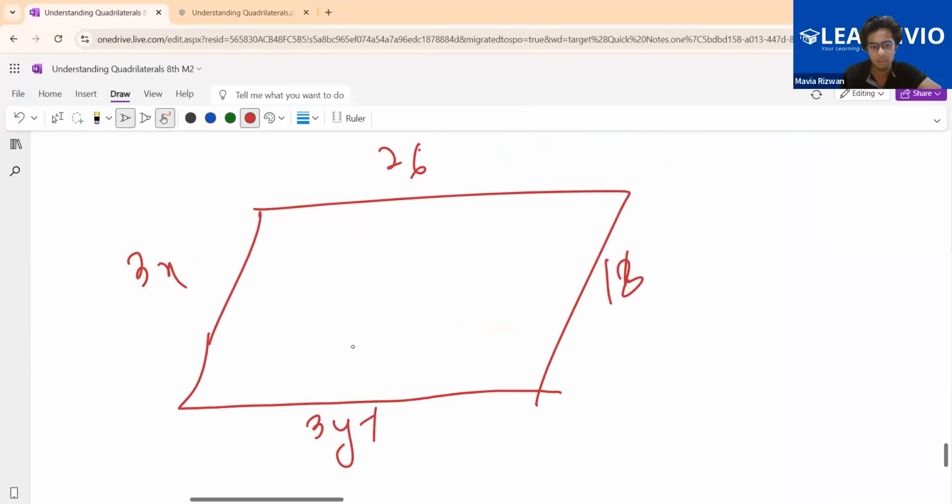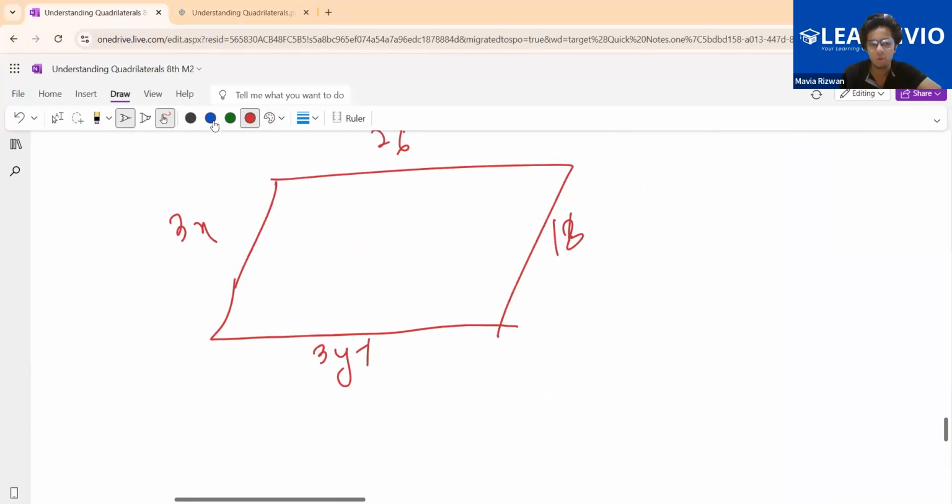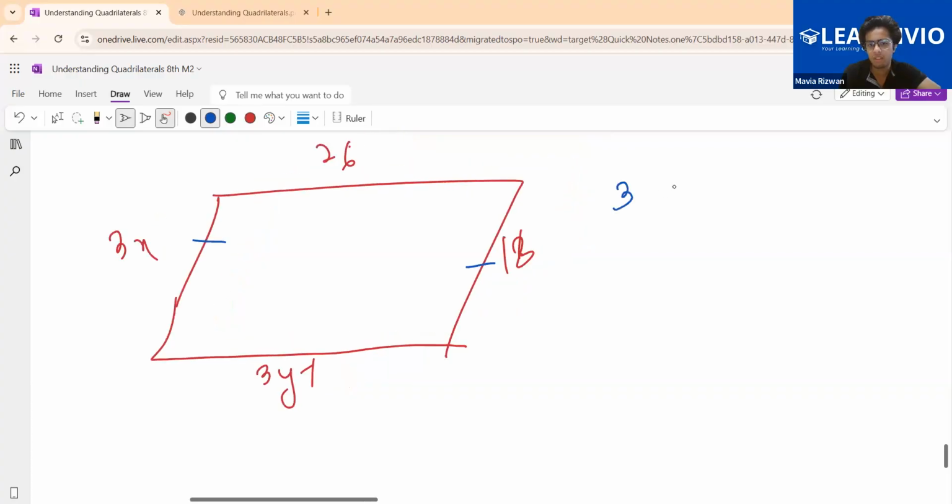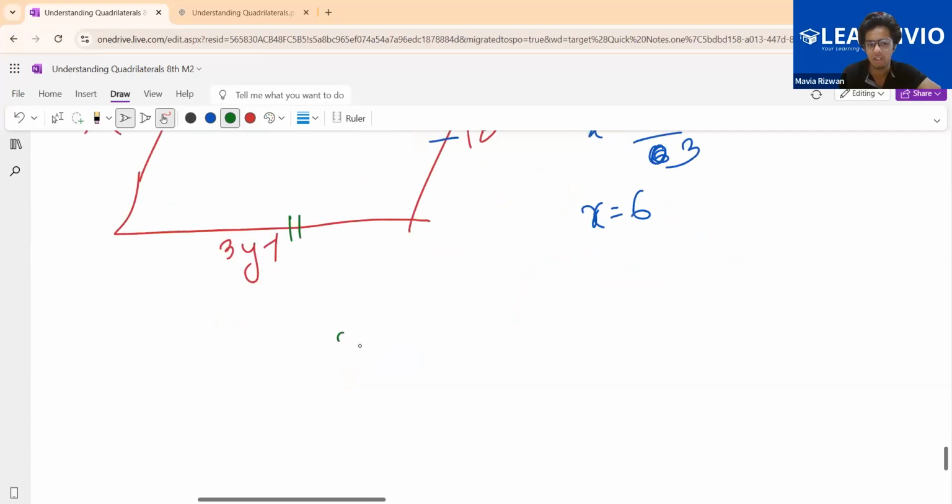Since opposite sides are equal, bache, this side is equal to this side. This means that 3x is equal to 18. So now from here we'll find out x, that is x is equal to 18 by 3 because 3 would go down. So therefore x is equal to 6. Now this side is also equal to this side. 26 is equal to 3y minus 1. So 3y minus 1 is equal to 26 because opposite sides are equal.